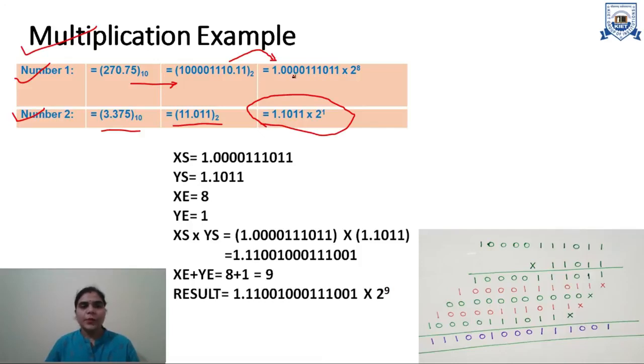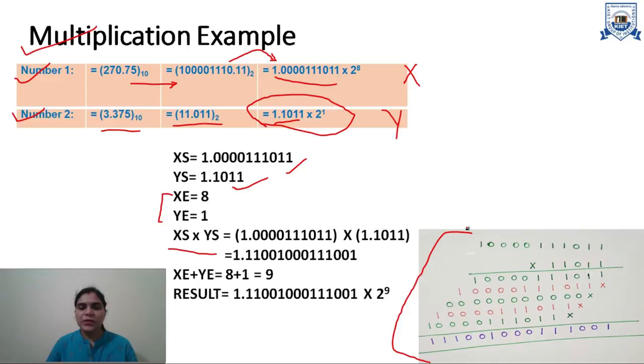So number 1 is the x value and the second is the y value. This is the significand of number x, which is mentioned here, and this is the significand of y, which is also mentioned here. Exponents of both the numbers are given here. Now we will multiply the significands of both the numbers, and we will follow the binary multiplication method to solve the multiplication of these significands.